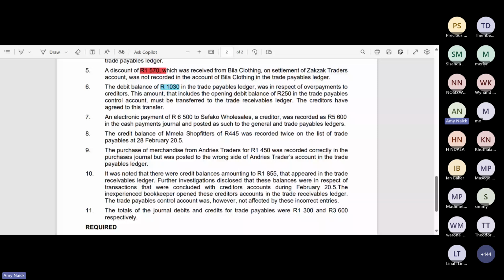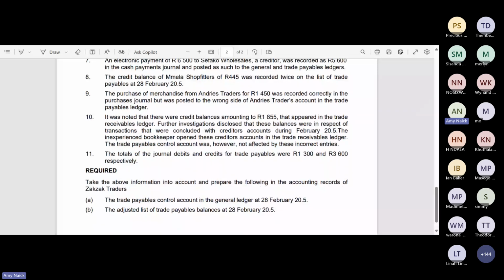Okay, I'll take that as a no. So note 8 says the credit balance of Mamela Shop Fitters of 445 rands was recorded twice on the list of trade payables at 28th of Feb 20.5. So you can see that they are only talking to the recording twice on the payables list and not on the control account.